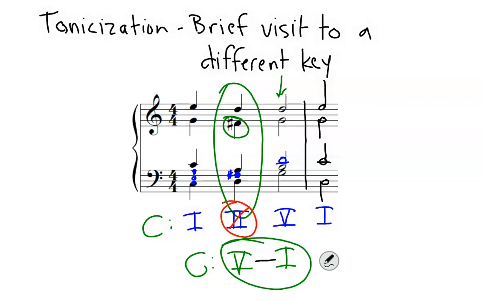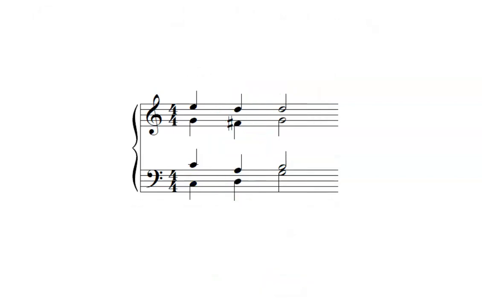So for just these two chords here, this 5-1 in the dominant key, which is the key of G, G is the dominant of C. So in this dominant key, we have this 5 chord that doesn't function in the primary key of C major. That's called tonicization, a brief visit to a different key.